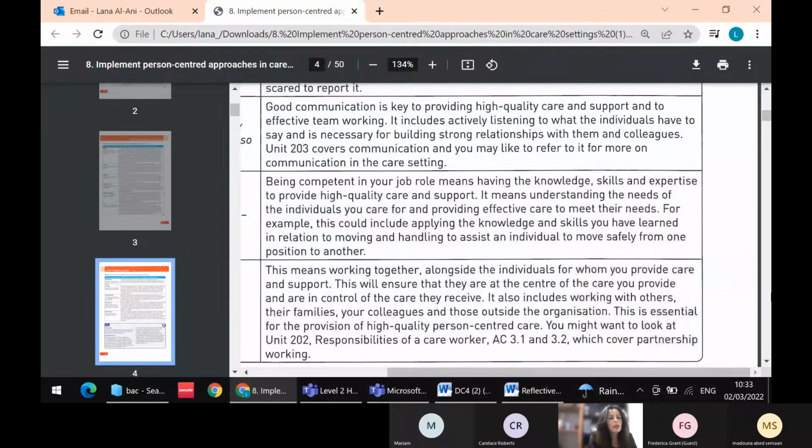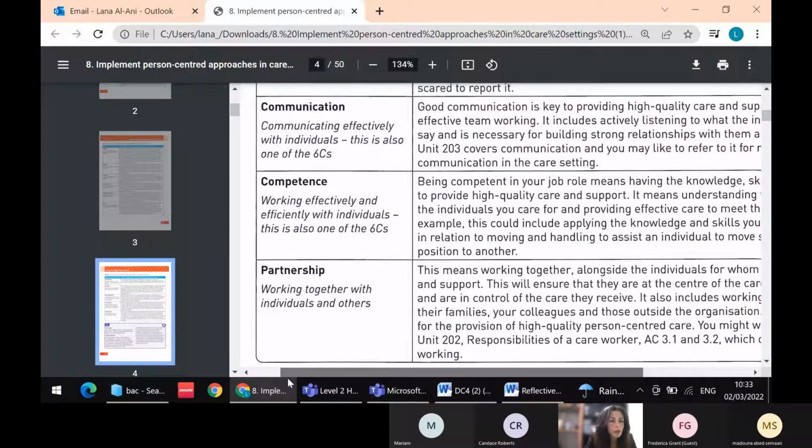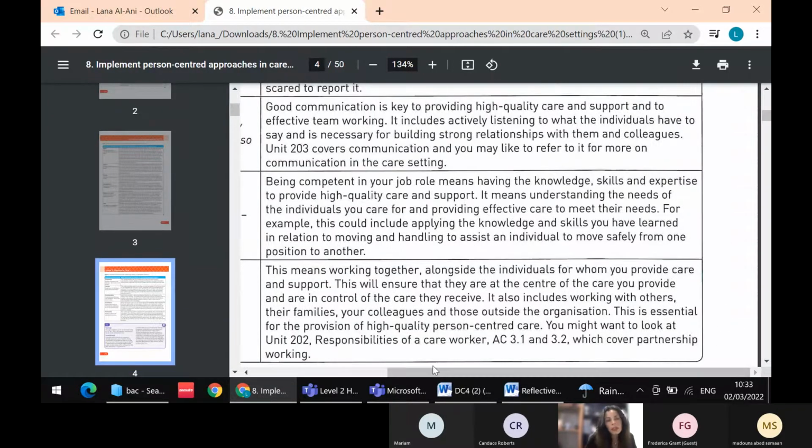Okay, so where we are now, we're talking about competence. We said being competent in your role, it means a lot. It means that you are able to do your job properly. You have lots of knowledge, lots of skills, expertise, and that needs to understand each one of your clients effectively so that you can provide effective care to them.